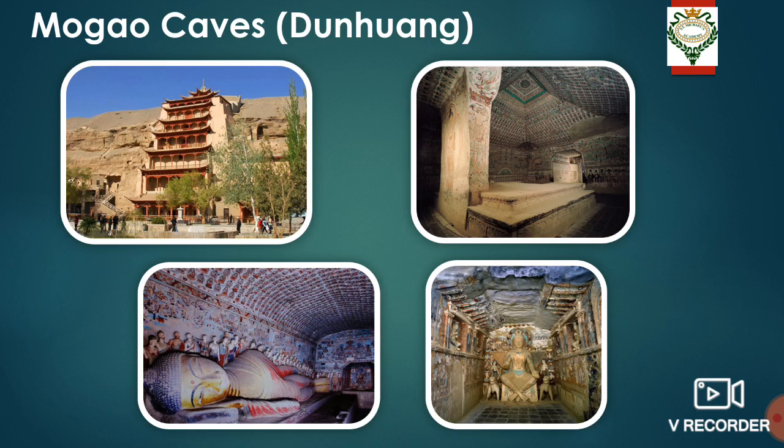Now, these caves have 492 caves housing about 45,000 square meters of murals and more than 2,100 painted sculptures. Among them, the highest painted sculpture is 35.5 meters. The largest mural painting is 47 square meters. For the precious, unmatched artistic, historical, cultural value, Mogao Caves was listed as a World Heritage Site in 1987.